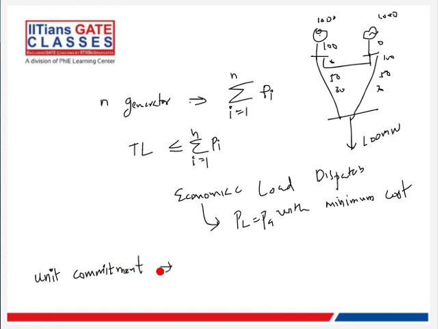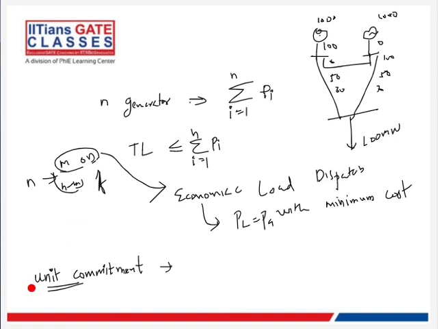Unit commitment is basically that all generators are not always connected to the system or generating. So suppose we have n generators, we decide that m generators should be on and n minus m generators will be off. Deciding which generators need to be turned on to supply the load is called unit commitment. Out of these m generators, how much each generator will supply is decided by economic load dispatch.